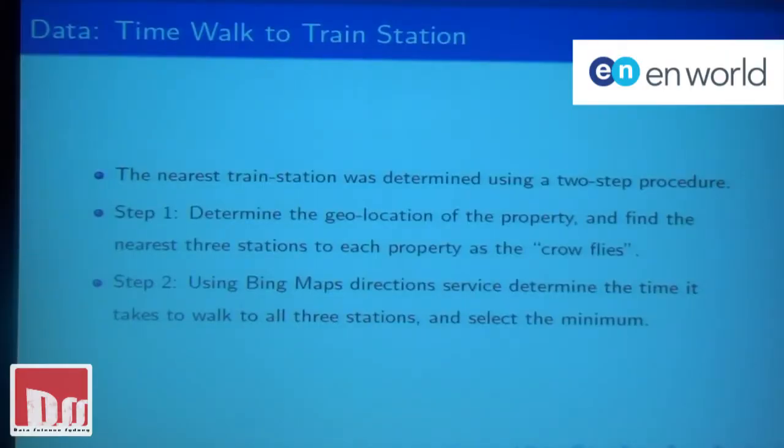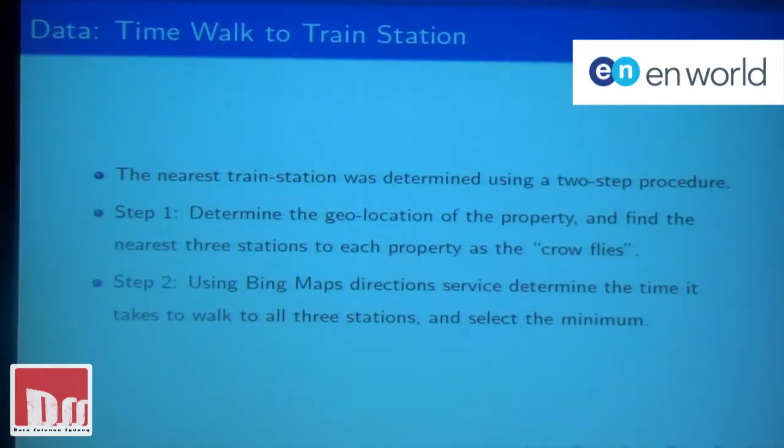Now to work out the time it takes to walk to the nearest train station, that was a two-step approach. The first step was to determine the geolocation of the property. In Sydney, the New South Wales government provides a free facility to get a geocode of the property, but you can use Google Maps or you can use Bing Maps. They all have geocoding services.